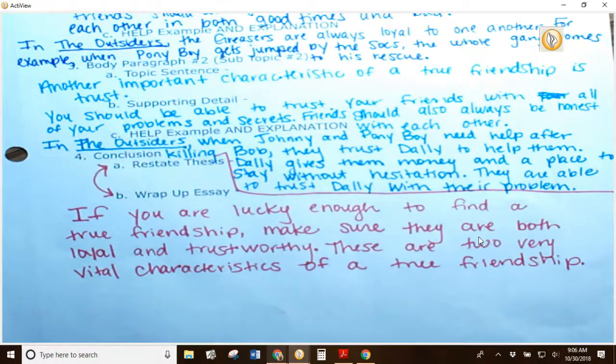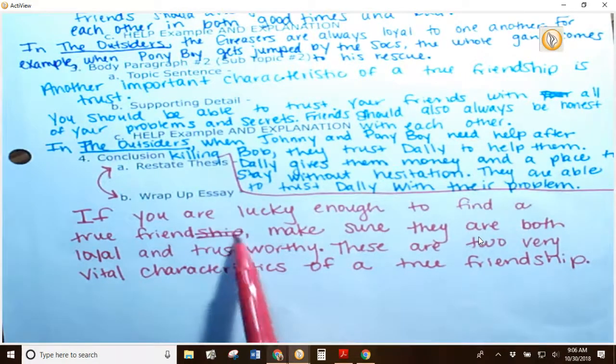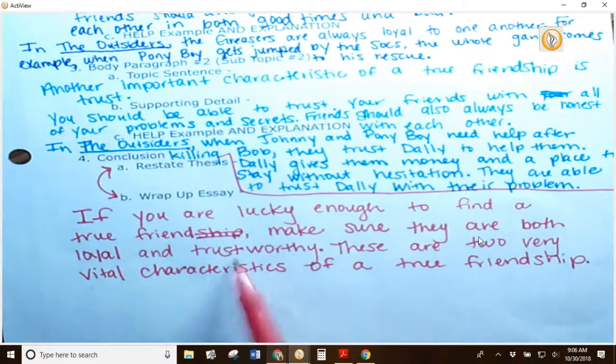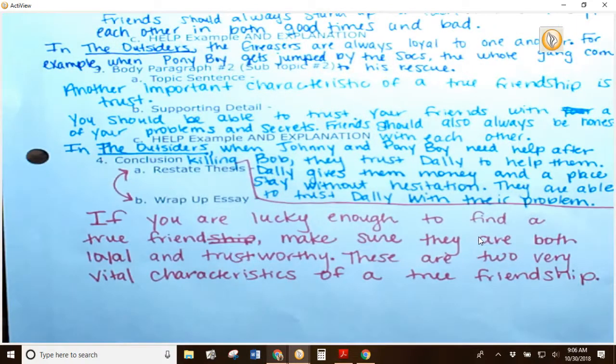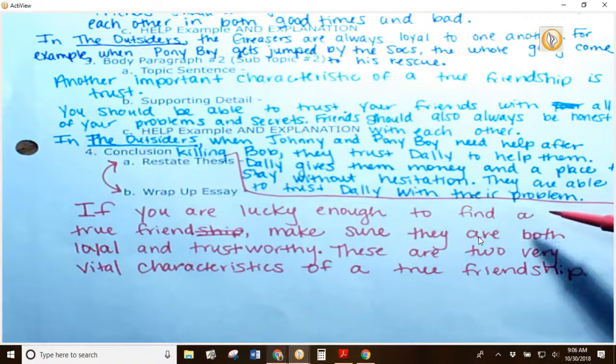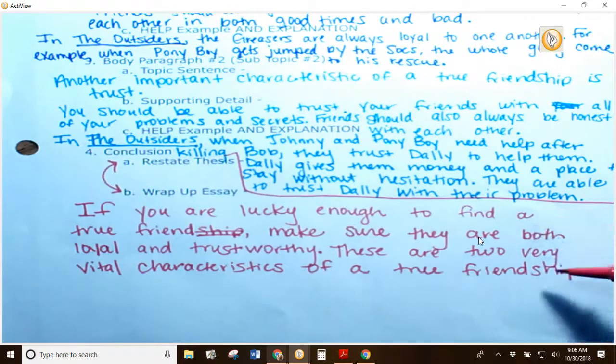If you are lucky enough to find a true friendship, make sure they are both loyal and trustworthy. Honestly, I'd probably just change this to friend. If you are lucky enough to find a true friend, make sure they are both loyal and trustworthy. These are two very vital characteristics of a true friendship. Okay, and I'm done. Last two sentences there. Wrap-up statement, tying in my truism, and then restating my thesis or restating the two main ideas of my thesis.